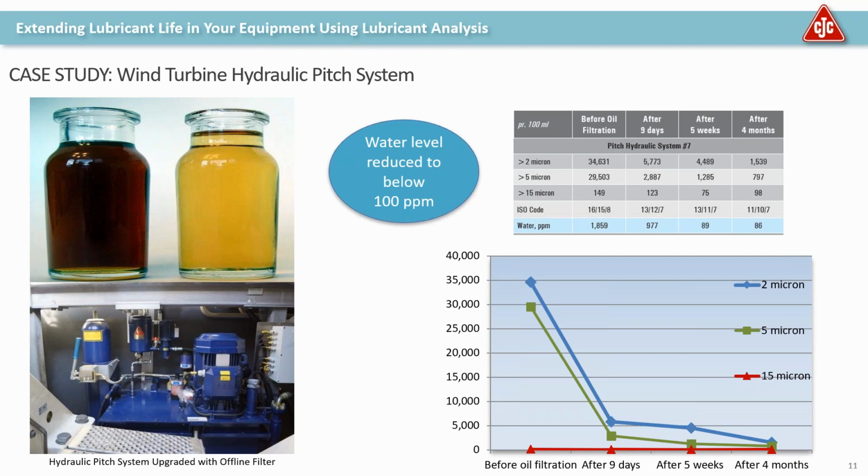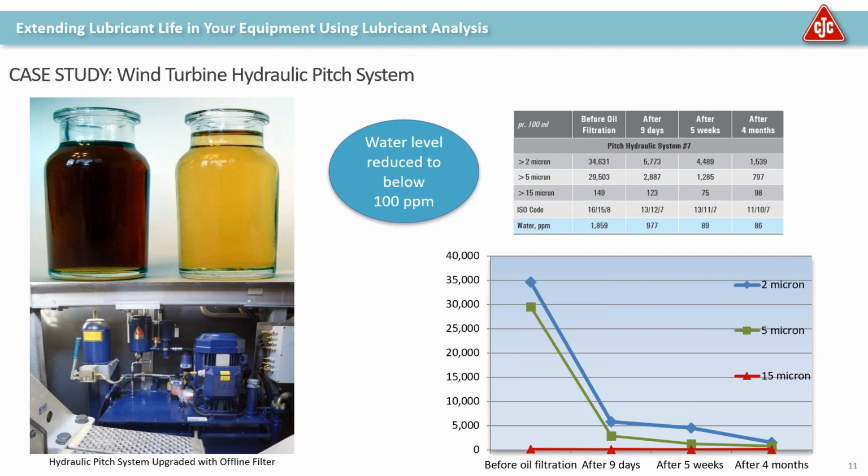And here's another example of, if you're just focusing on ISO codes, one could conclude at 16, 15, 8, well, that's pretty good. If you're just looking at that, but you miss the water. And what visually they were able to see was how oxidized the oil was. And so that was a potential here too, that they could have employed some further varnish testing to look at that and see where that was.